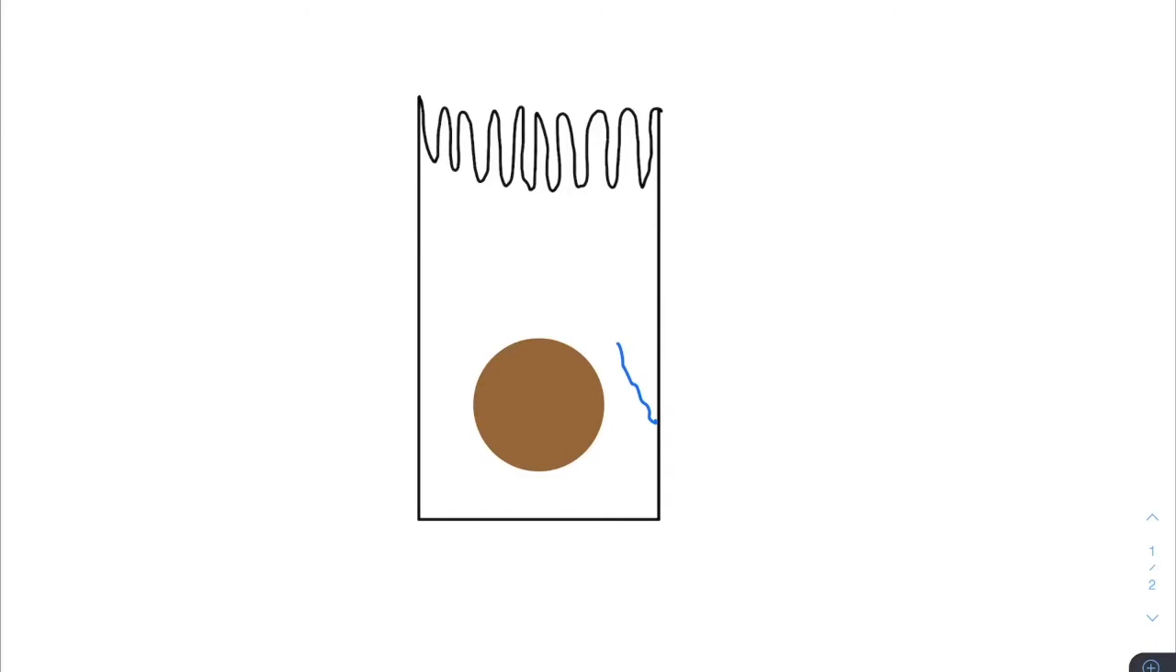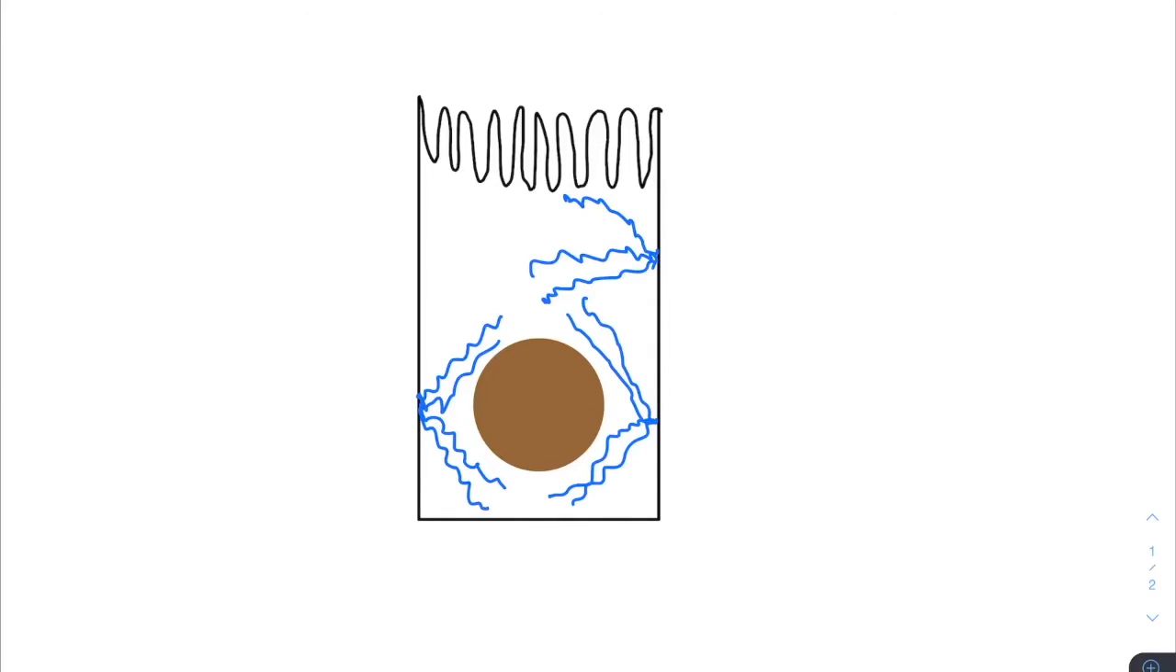Now, let me draw a more visual representation of what these filaments look like. The black structure surrounding the main drawing is supposed to represent the outer part of the cell, or the cell wall, while the brown circular structure in the center is supposed to represent the cell nucleus. And as you can see, the blue squiggly looking lines coming in from the cell wall are the intermediate filaments. And as you can see, they are spread out throughout the entire cell and are rather thick compared to other filaments we will see later.